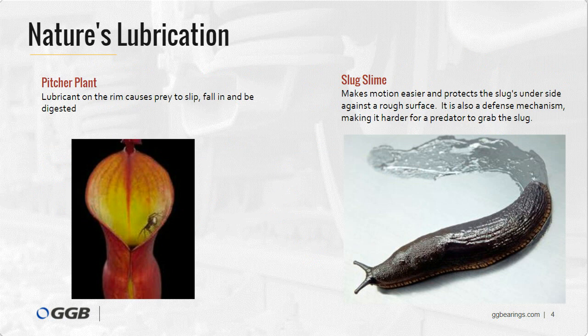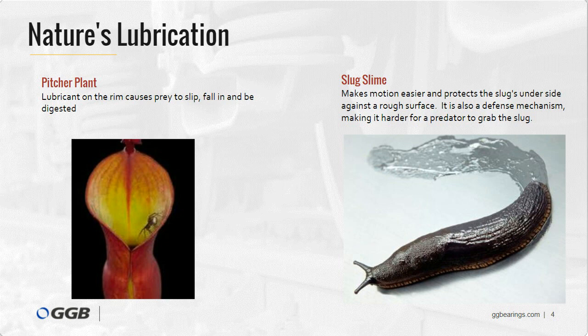Mother Nature's been doing this a lot longer than we have. There are two images right here which kind of talk about how nature uses lubrication. The one on the left is the pitcher plant. It's a carnivorous plant. What you see here is a picture of an ant which has been lured up to the top of this cup or rim, which is lubricated very well, which causes the ant to fall in and be digested for dinner by the plant.